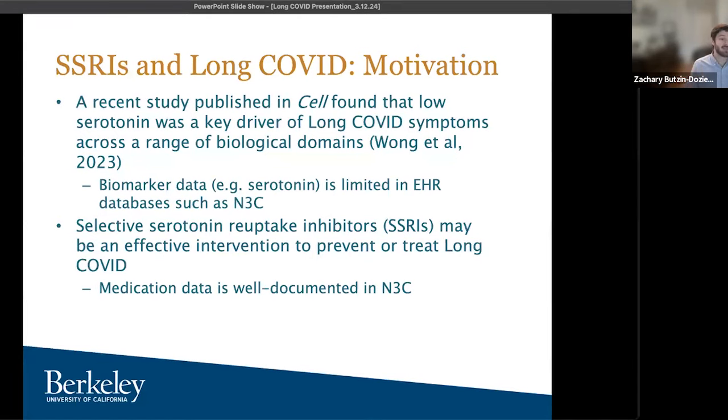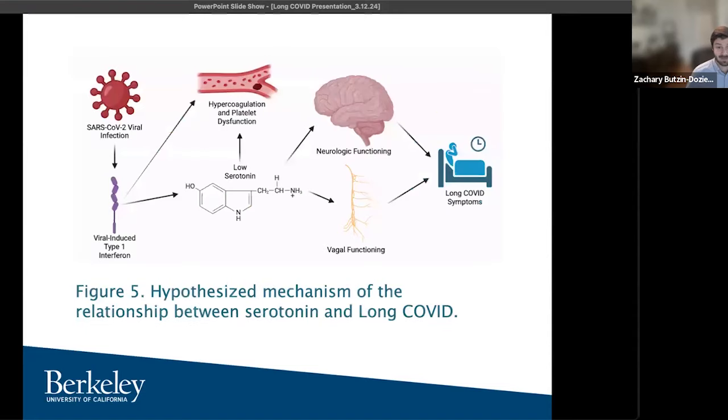But on the other hand, there's great medication data in N3C. And serotonin is a biomarker that has a great pharmaceutical analog, which are selective serotonin reuptake inhibitors. They increase bioavailable serotonin and may be an effective intervention to prevent or treat long COVID based on this hypothesis. So then I created this kind of biological flowchart to explain some of the hypothesis of this previous article by Wang et al. and our more recent manuscript.